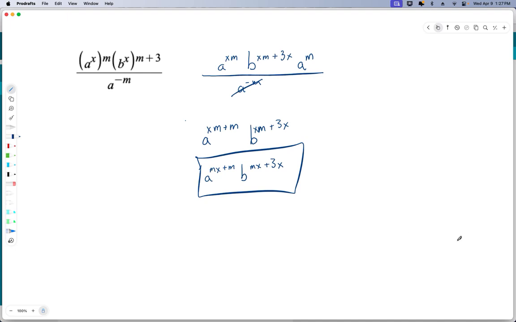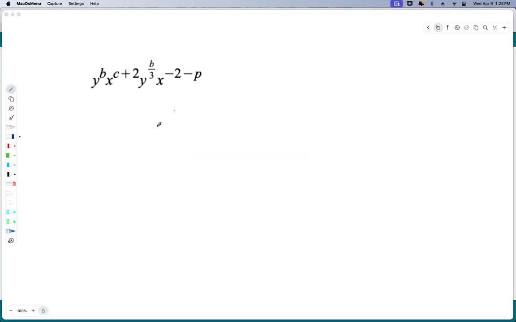All right, let's see. I think there's another problem. Okay, here's the next one. All right, so it's sometimes easier to just sort them out. So when they're so close, sometimes it's hard to tell what you got. So we've got y to the b, x to the c plus 2, y to the b over 3, and then we have x to the negative 2 minus p. All right, those are our 4 terms. We've got 1, 2, 3, 4 bases. So let's look at putting our bases together. In alphabetical order, that'd be x and then y.